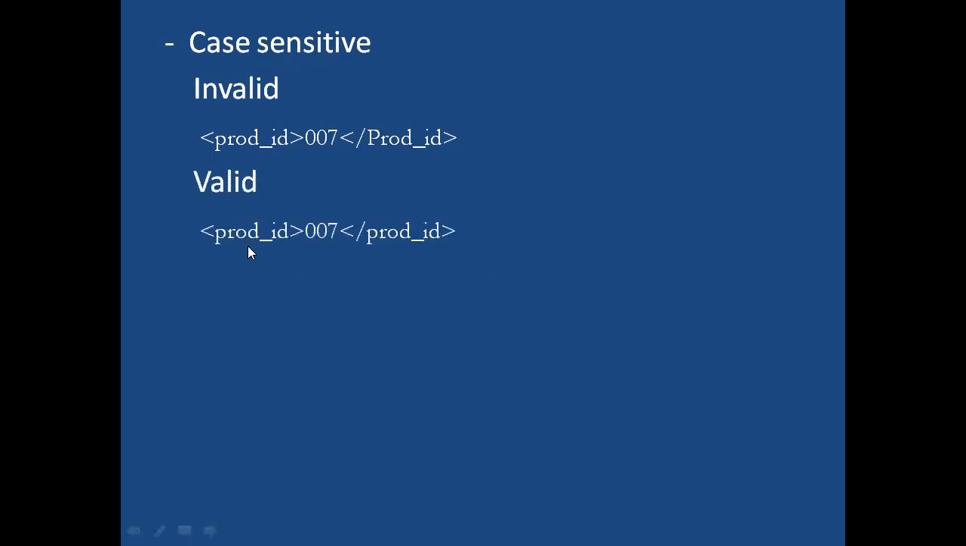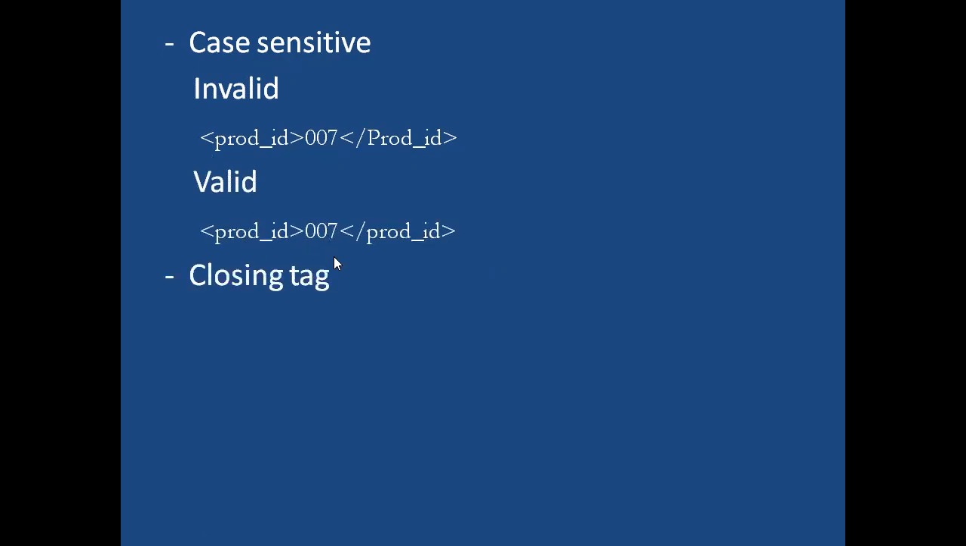Case sensitive. Let's see an example of an invalid element. Here, this one is invalid because the first letter of the closing tag is in capital, while the first letter of the opening tag is in small. A valid example would be this, as both the tags are in small case.